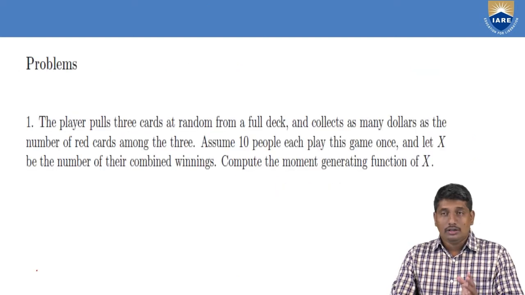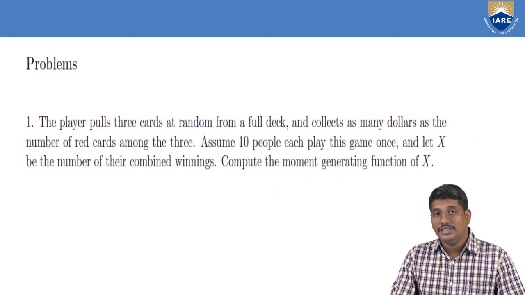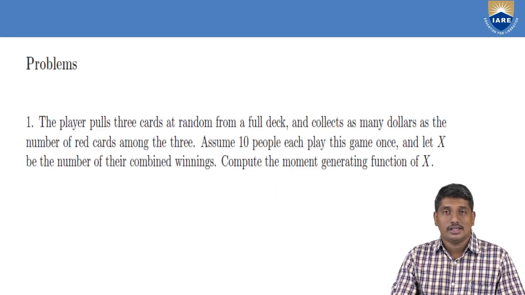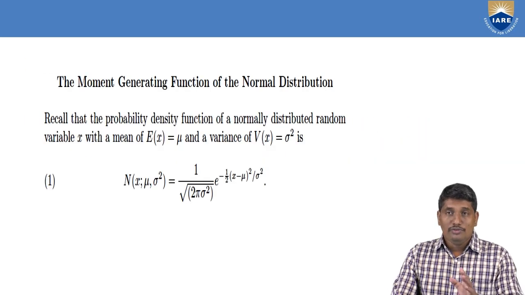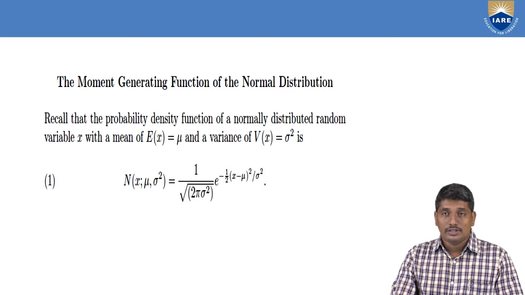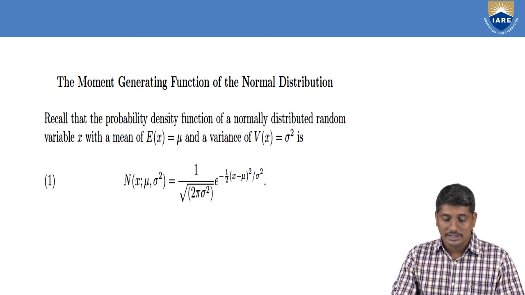Here we are having some problems which will be discussed in the next video. So I'm not touching the problematic part in this video. We are moving to the concept of skewness and kurtosis of a continuous random variable. Before that, let us have a look at the moment generating function of a normal distribution.